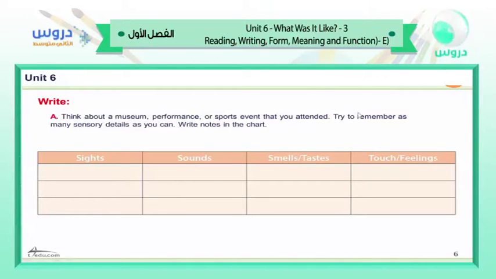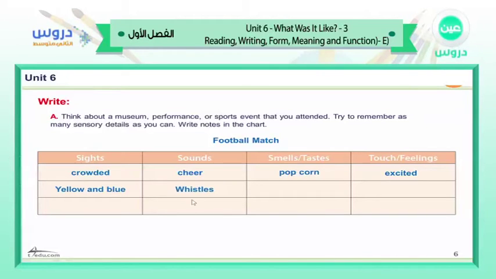So for me, I will write about a football match, for example. The sight: it was crowded, a lot of people. Sounds: cheering. Smells and taste: popcorn. Touch and feelings: excited. I was excited. Also the sight, we can say yellow and blue. Also the sound that was there, whistles. A lot of whistles from the people and from the players and so on. So those are 1, 2, 3, 4, 5, 6.